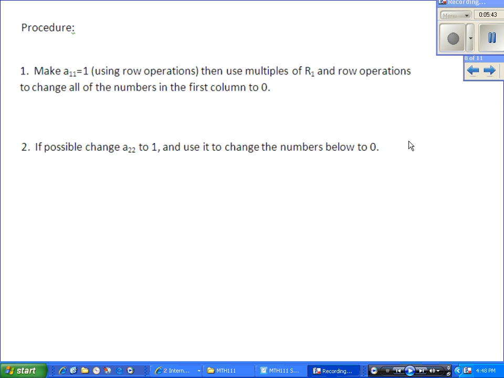General procedure. Try to get a 1 there in the first row, first column using row operations. Then use multiples of row 1 and row operations to change all the numbers in that first column below it to 0. Then try to change what's in the second row, second column to a 1, and then use multiples of that 1 to change all the numbers below it to zeros, and keep repeating as needed.